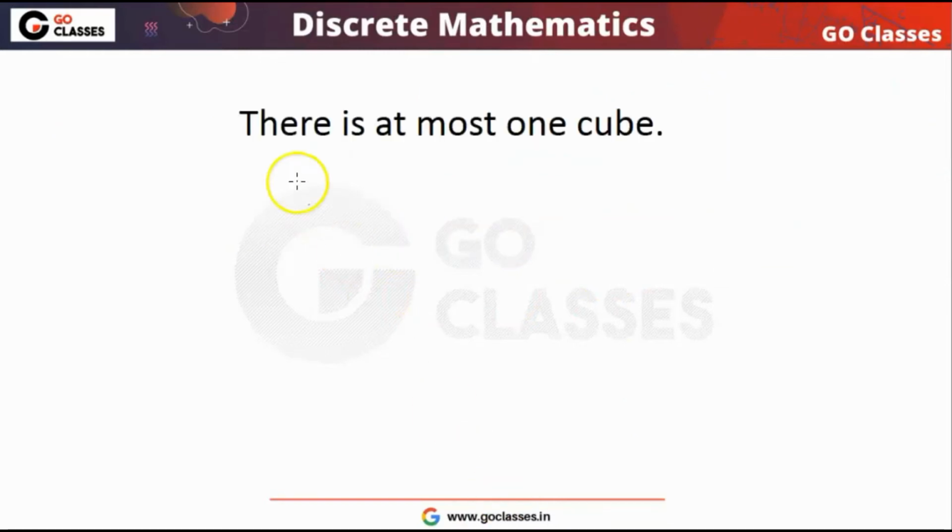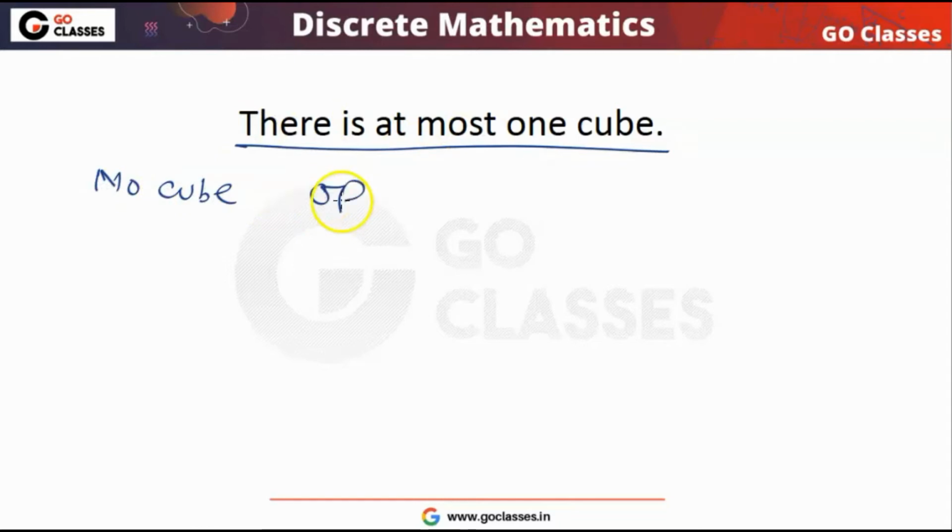Let's see next. There is at most 1 cube. How can we write this? What does it want to say? It wants to say that there is at most 1 cube. Okay. There are 2 ways to write this. Let me tell you both the ways. The first way is: at most 1 means there is no cube or exactly 1 cube. Correct? Exactly 1 cube.